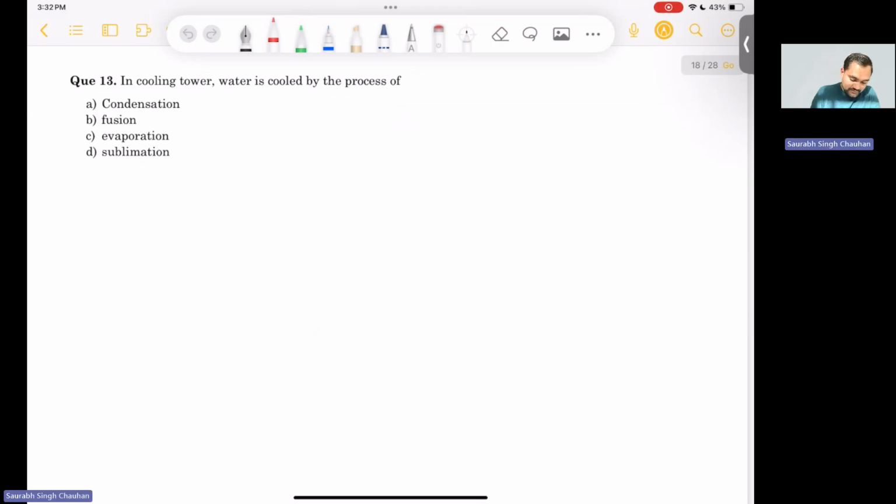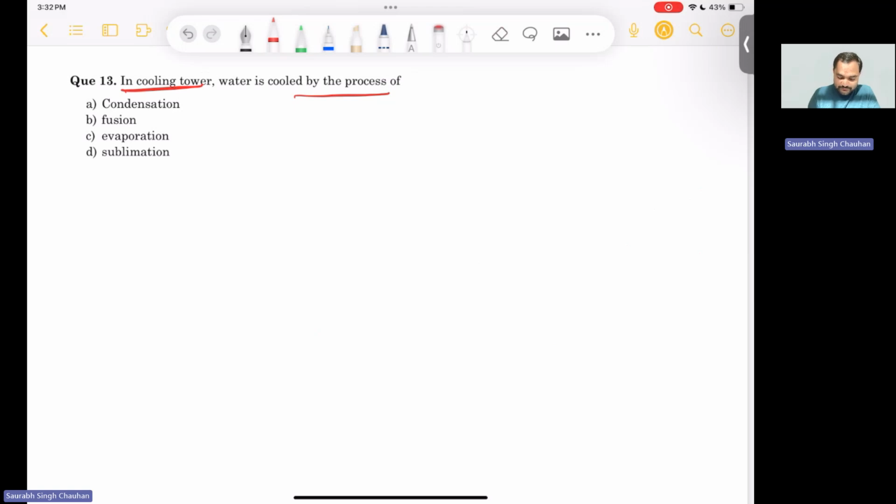In a cooling tower, water is cooled by the process of condensation, fusion, evaporation, or sublimation. You can easily answer this question. For cooling, you need to remove heat, and to remove heat, what will you do? You will do evaporation, because evaporation requires latent heat, and that latent heat will be taken from the moist air, and you will get the cooling effect.